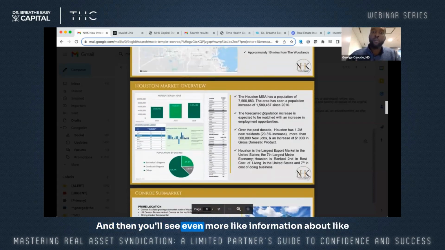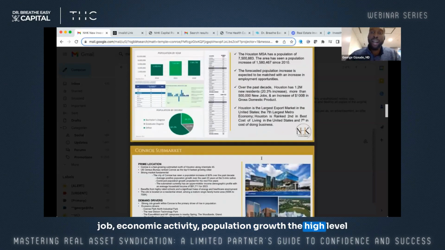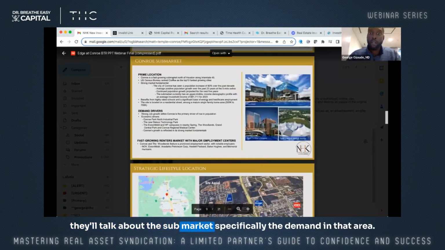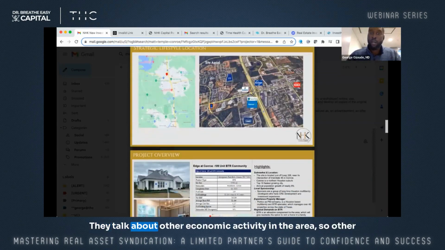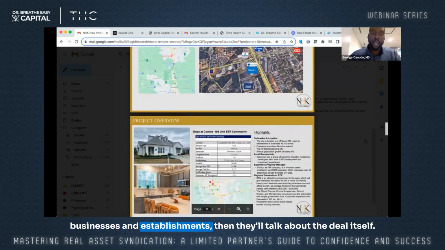And then you'll see even more information about jobs, economic activity, population growth, the high level things that we talk about in our coaching program as an LP, what things you have to key in on when you're assessing the market. They'll talk about the sub-market specifically, the demand in that area. They talk about other economic activity in the area, so other businesses and establishments.